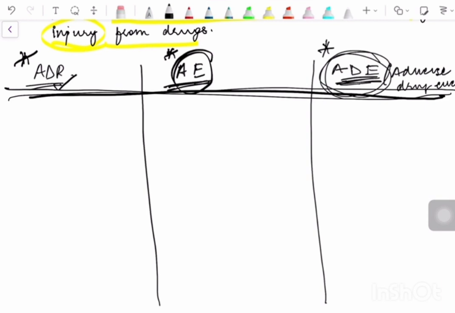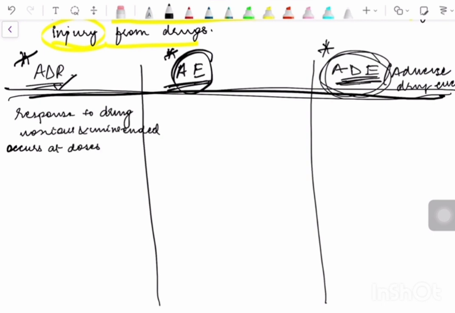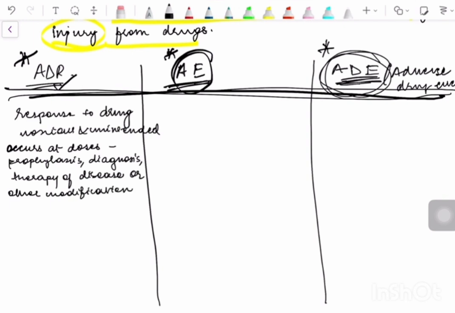discussed it above. So they said adverse drug reaction is a response to a drug which is noxious and unintended. We have already read this above. And which occurs at doses normally used in man for what? Prophylaxis, diagnosis, therapy of the disease or other modification of physiological functions. So this is what adverse drug reaction means.